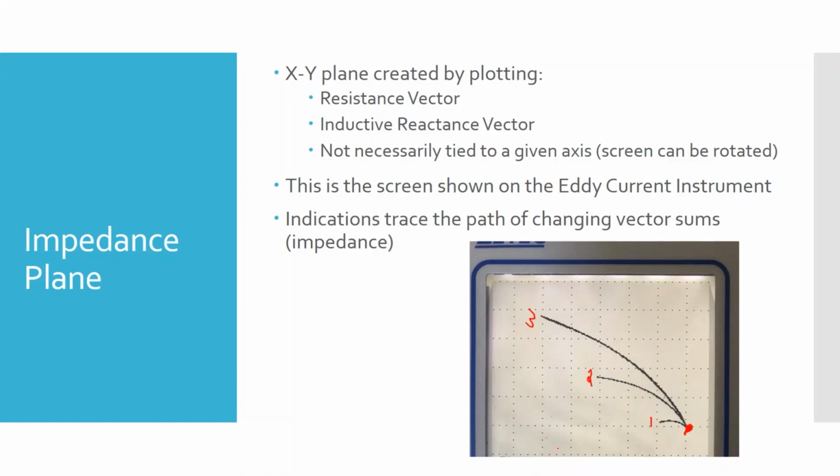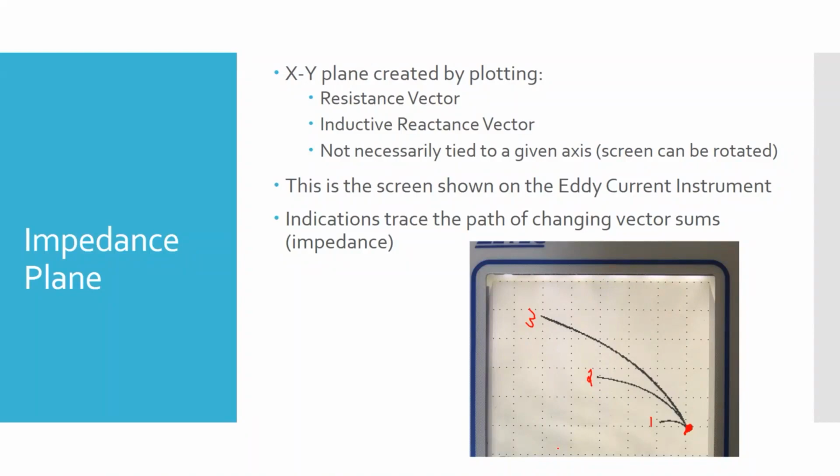So crack 1 is the smallest. It has the smallest change in the amount of metal in front of the probe. 2 is somewhere in the middle, and 3 is the largest change, the biggest crack, biggest change in amount of metal in front of the probe as we move the probe across a crack. And so as we move this probe across, in this case a crack, it's going to change that resistance vector and inductive reactance vector, and it's going to change where it ends up. And so it plots these points over time.